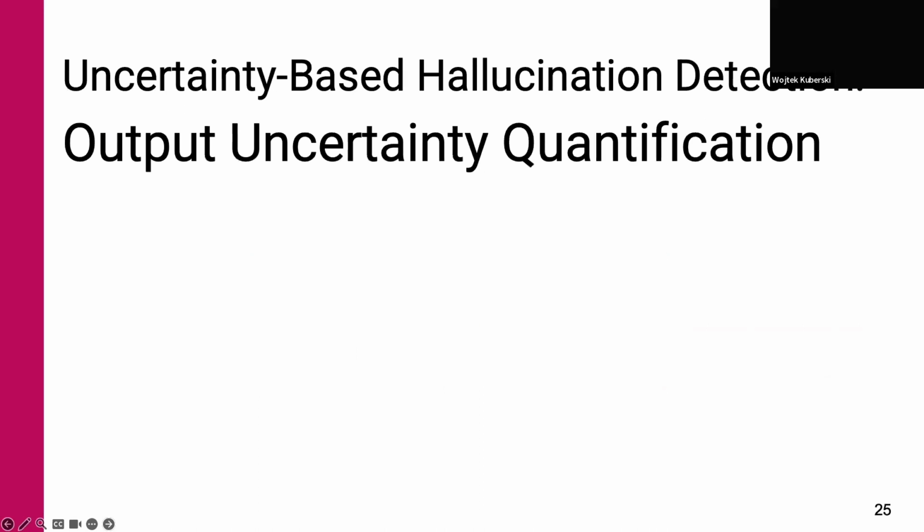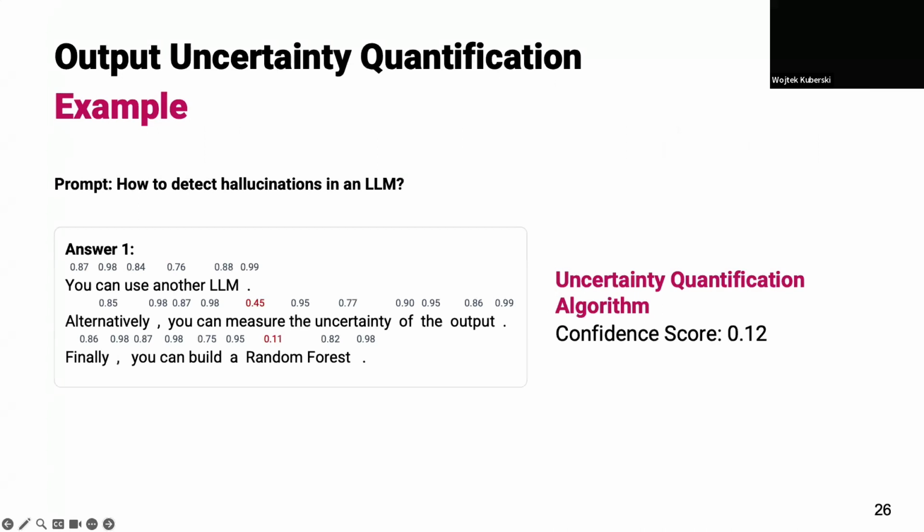So let's get started with the output uncertainty quantification, where we're going to look at the token probabilities for each of the tokens in the answer. So here we see that we have the same answers. Always you can use another LLM, and for each of the tokens, so each of the words and each of the commas, full stops, etc., we're going to have a probability of that associated token.